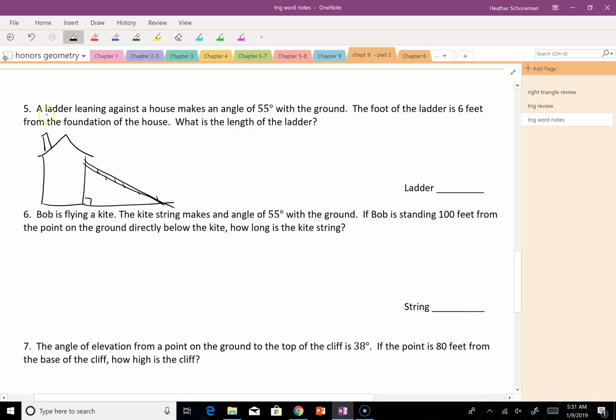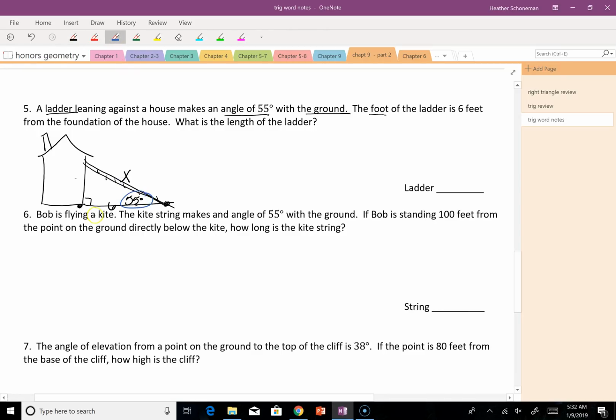Okay, so a ladder makes an angle of 55 degrees with the ground. So here's your ladder. Over here is the house. Down here is the ground. So here is where 55 degrees goes. The foot of the ladder, which is the bottom, is 6 feet from the foundation of the house. So here's the bottom of the ladder, here's the bottom of the house, and this is 6 feet. Okay, now it says what is the length of the ladder. So what we're solving for is our x.